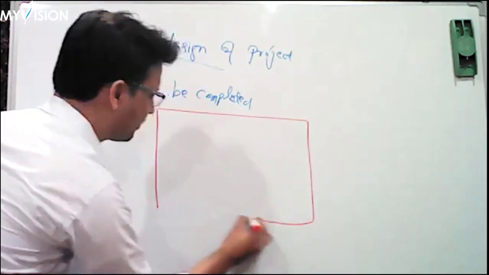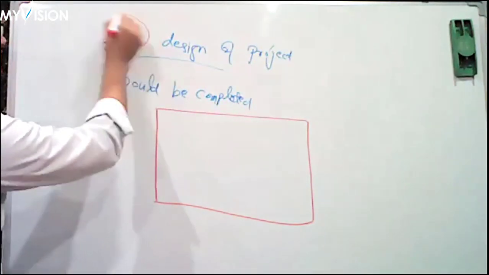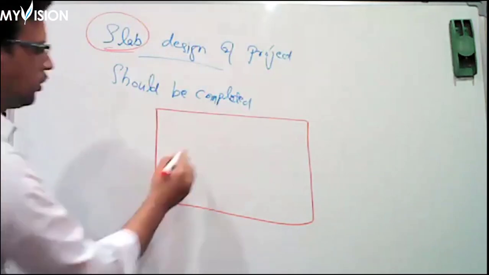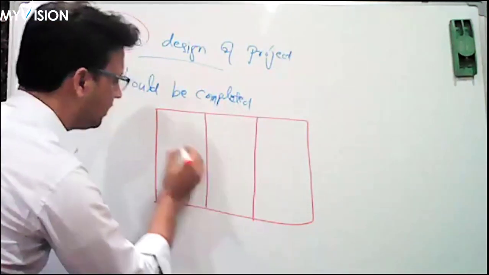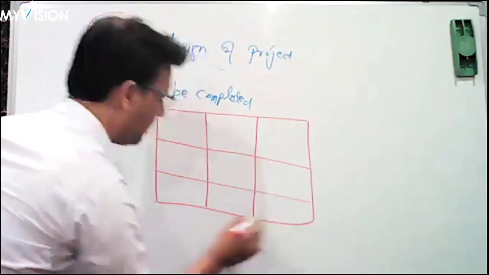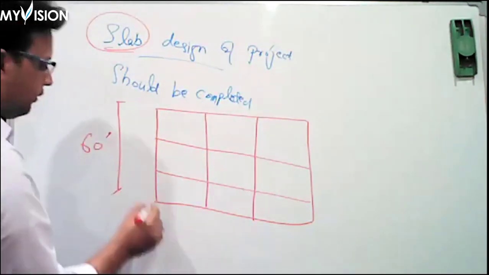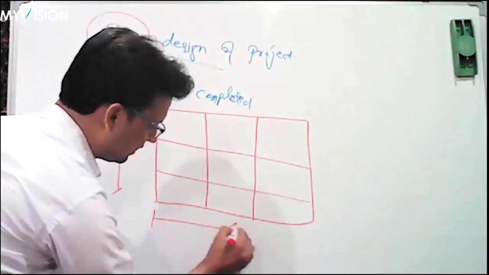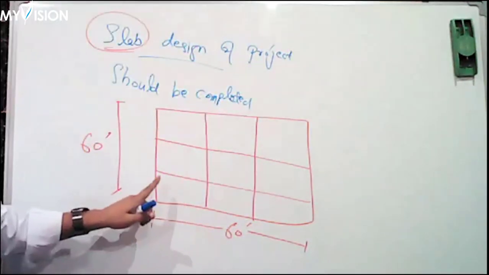You have to submit the complete design of the slab. The slab design should be completed during these holidays. This is your homework. When you come to my next class, your slab design should be completed. This dimension is 60 feet. Do you remember that? This dimension is also 60 feet. This is your term project. This is your homework. Clear?